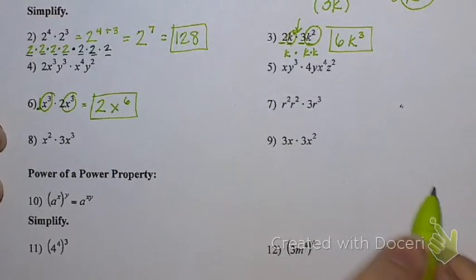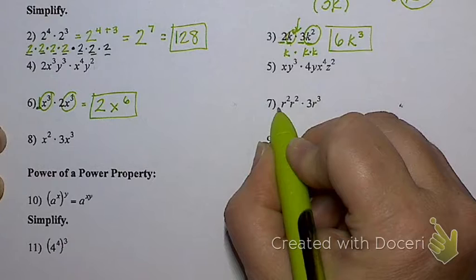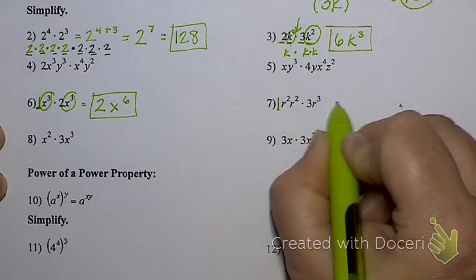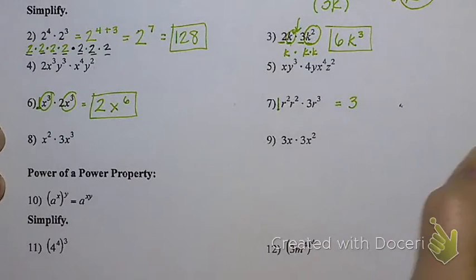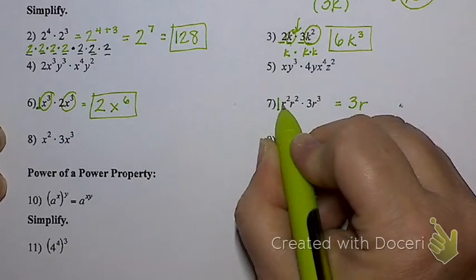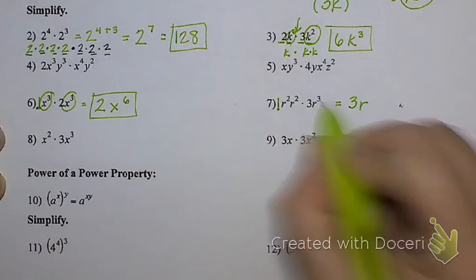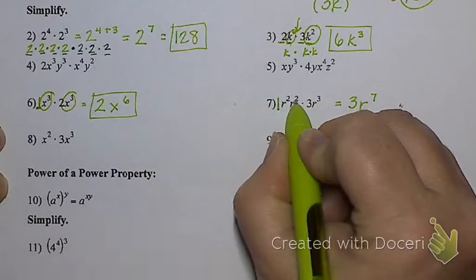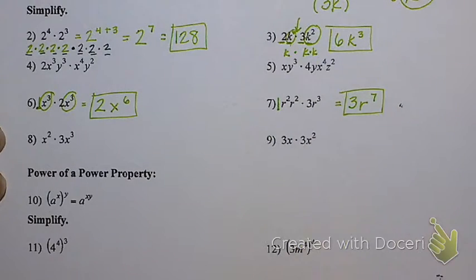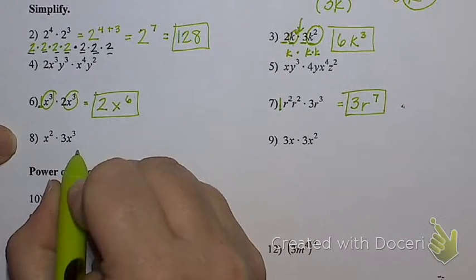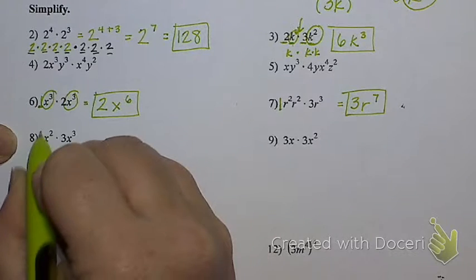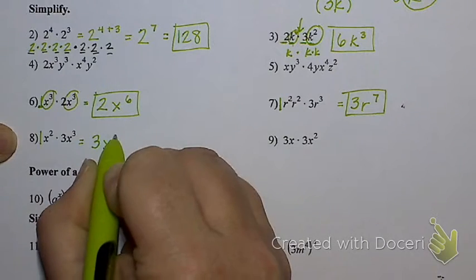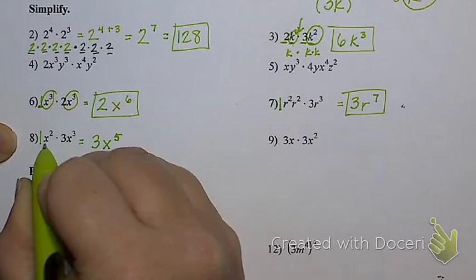Not too bad? What about number 7? I have no coefficient here, which means it's a coefficient of 1. 1 times 3 is 3. And then I've got all sorts of r's. I have 2 here, 2 here, 3 here. So how many total? 7. 2 plus 2 plus 3. What about here? 1 times 3 is 3. X to the what? 5th, because I have 2 here and 3 there.